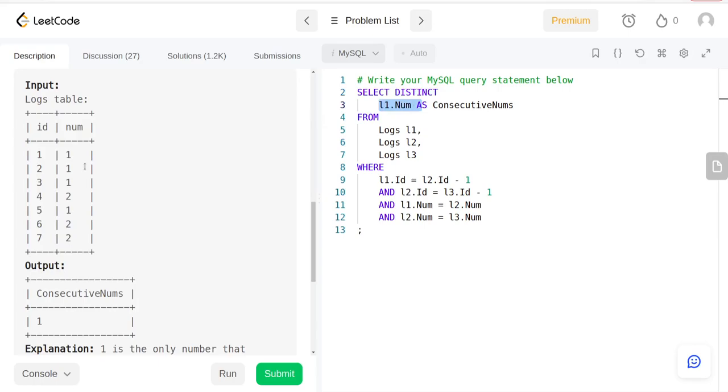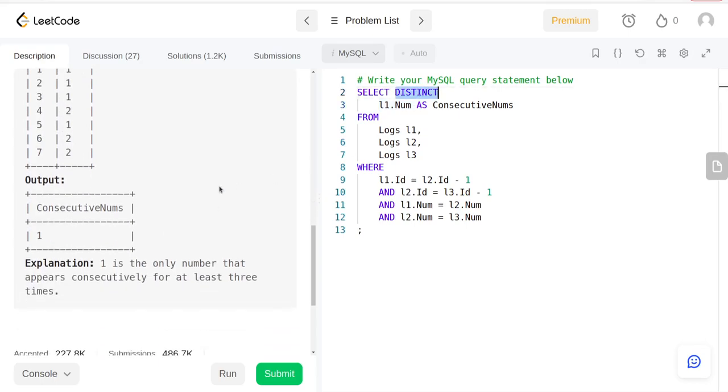That's it. We need distinct because there can be multiple instances. If we don't put distinct in it, and this 2 is replaced with 1, we're going to be showing ones twice, because there are two instances where three consecutive values were 1. So we need to have distinct in order to rule out that situation.